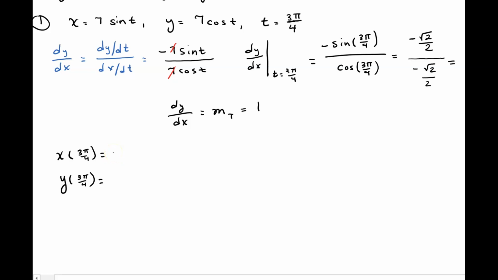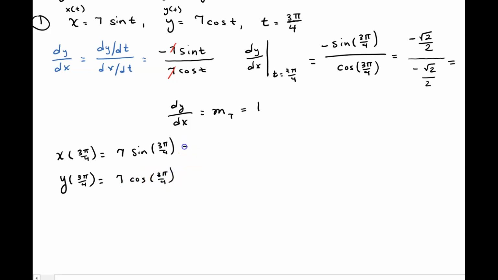So we're going to say that this over here was really like x of t, and this over here was like y of t. All right, so just keep that in mind when you see this. So I'm going to say 7 sine of 3 pi over 4, and over here, I'm going to say 7 cosine of 3 pi over 4.